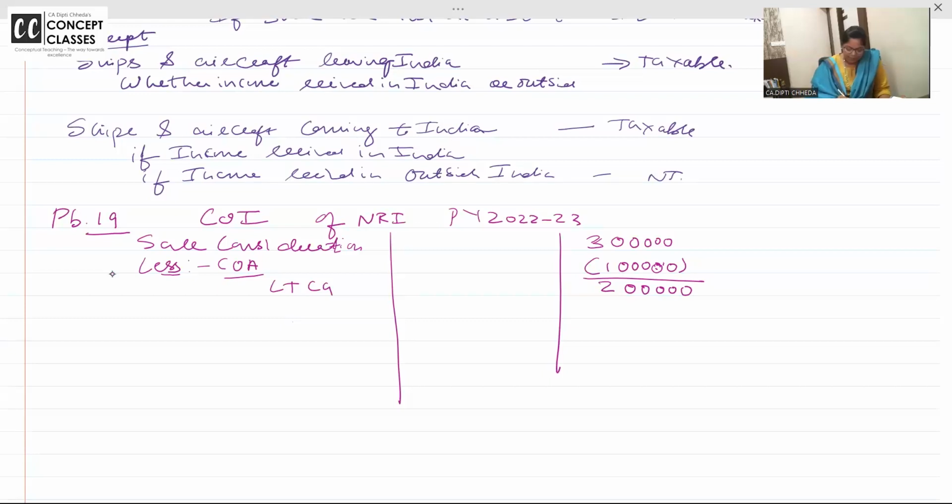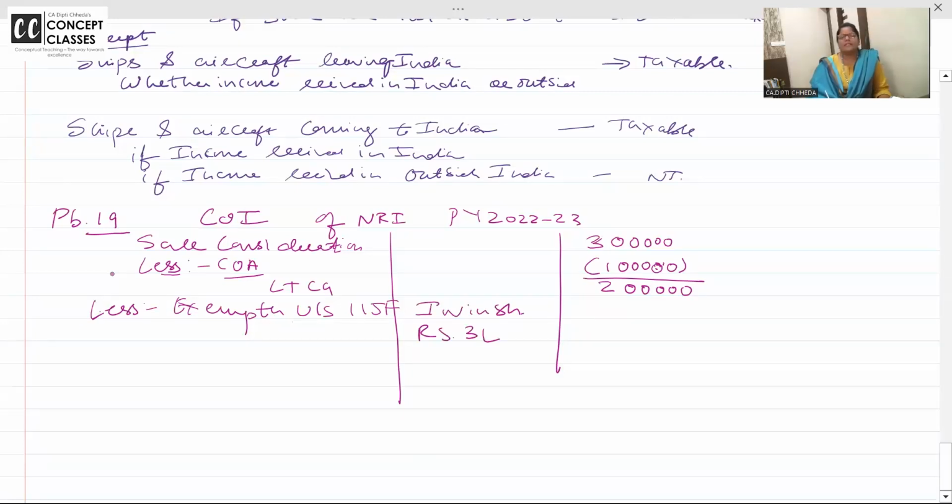Less: exemption under section 115F. When? When you invest in another company's shares. How much? The whole. Investment in shares, rupees 3 lakh. So the whole sale consideration you have invested. So the whole of the capital gain is exempt. So what is the long-term capital gain taxable? It is nil.